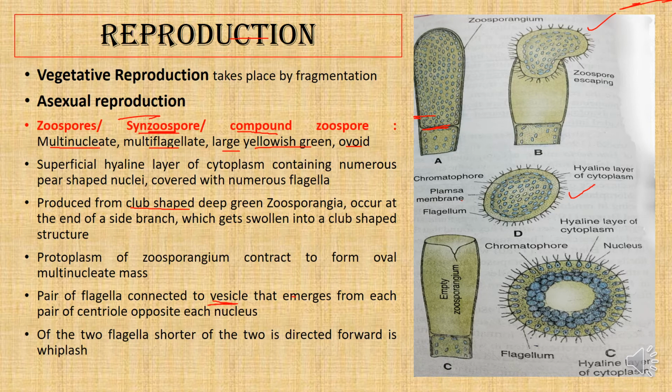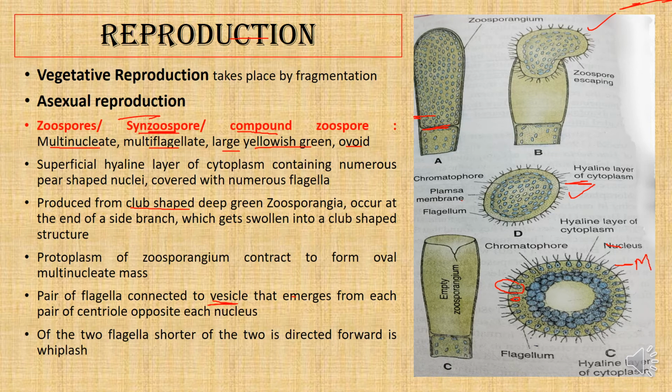This diagram is quite clear. Here we see that a pair of flagella is connected with a vesicle, and that vesicle is connected with a centriole, and that centriole is connected with the nucleus. So this pyriform or pear-shaped structure is the nucleus. This is the incipient stage of the zoospore, and when the zoospore matures, it takes this form. This is the matured form of the zoospore that is liberated.